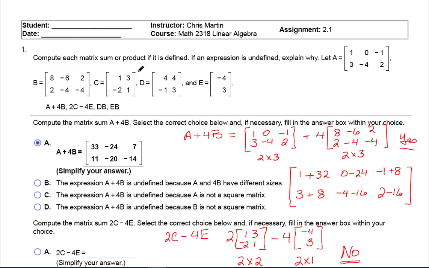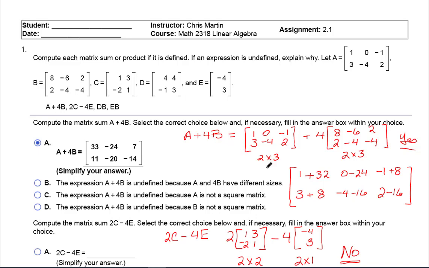Welcome to Math 2318, Section 2.1. In question 1, we are asked to do some combinations of matrix operations. Maybe they're possible, maybe they're not. Let's see. In part 1 here, we have A plus 4B.